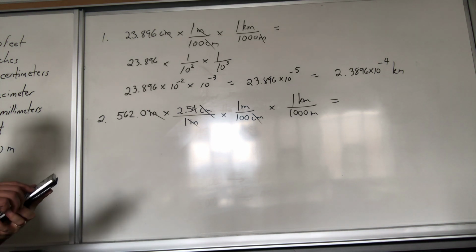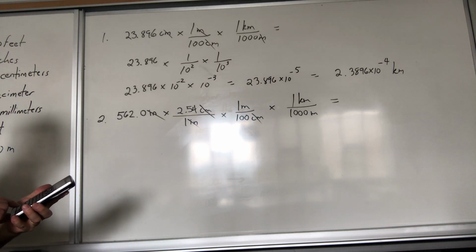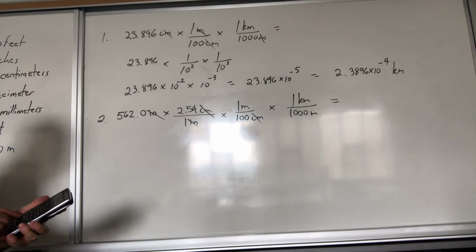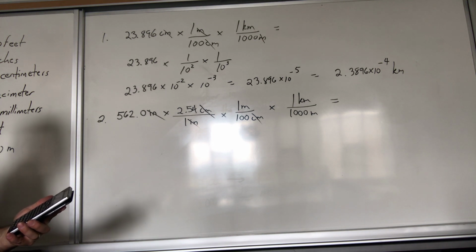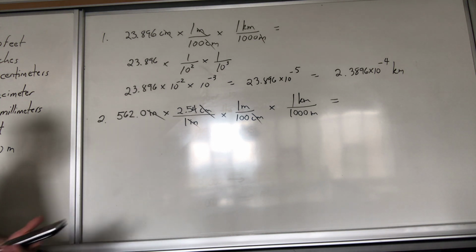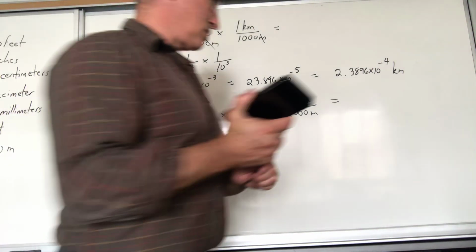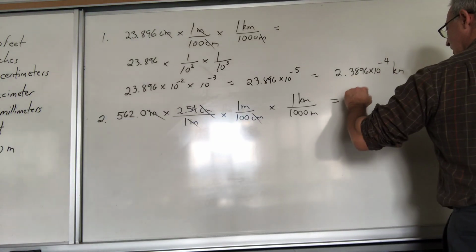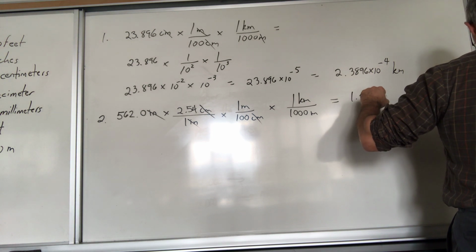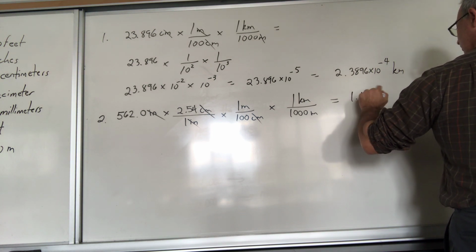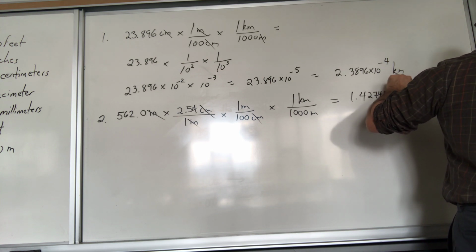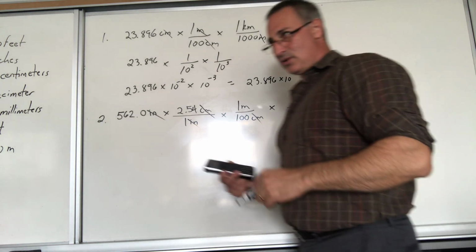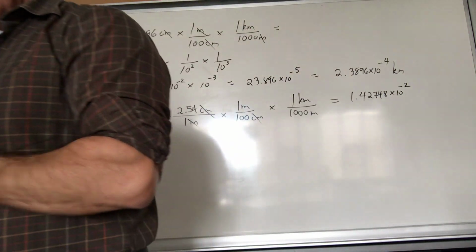So when you do this in your calculator, you're gonna say 562 times 2.54 divided by 100 divided by 1,000. You do it all at once, and you get the correct answer. So the correct answer here is 1.42748 times 10 to the minus 2. There's your answer, okay? There's your conversion factor.